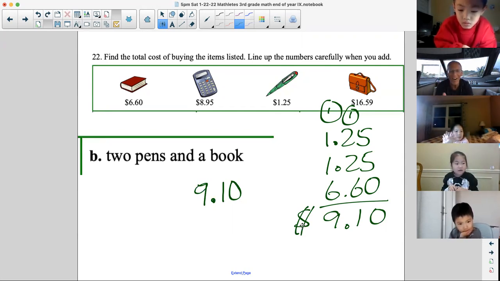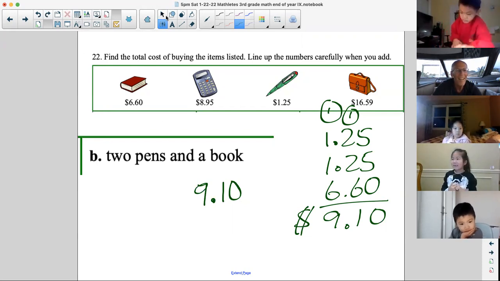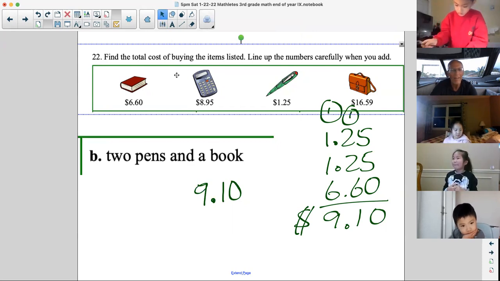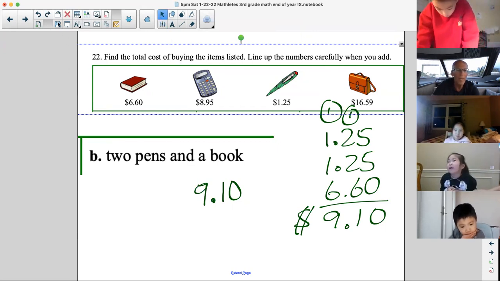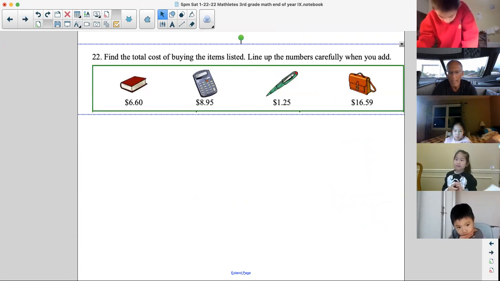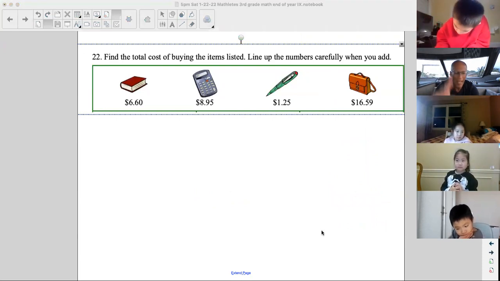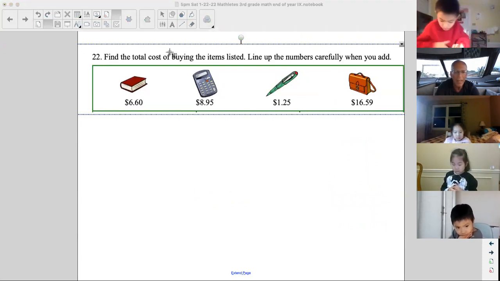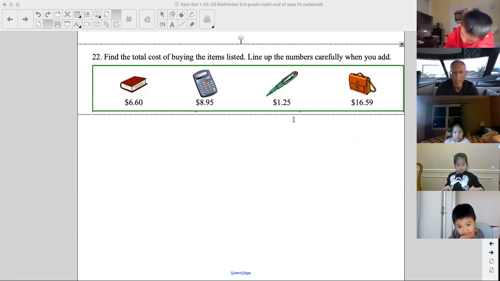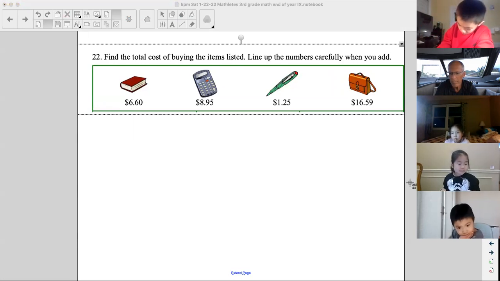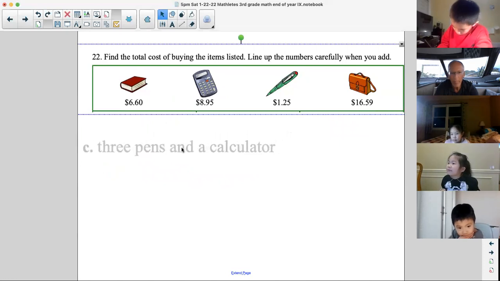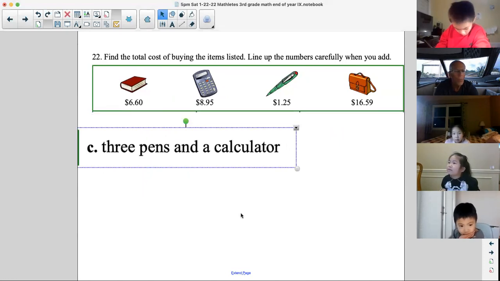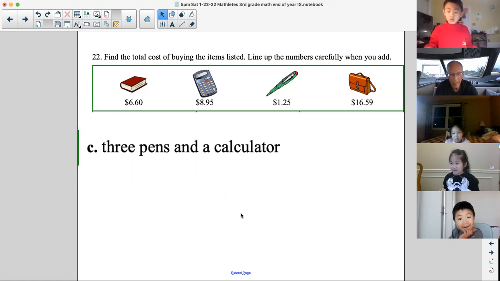Awesome, awesome, awesome. Would you guys like to try another one? Yeah. Okay. I'm going to give you another one then. And this one, I'm going to make it a little harder. All right. 3 pens and a calculator.